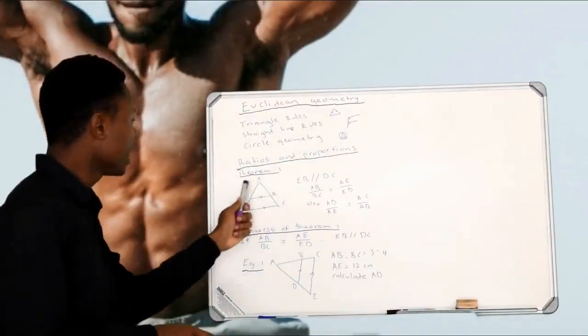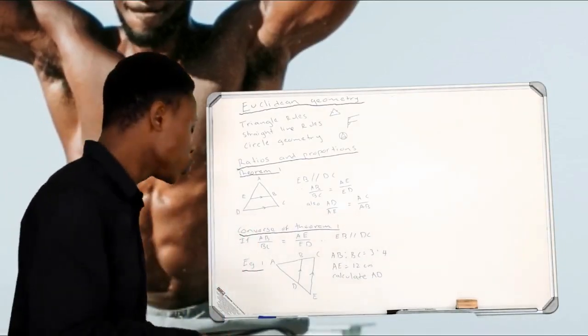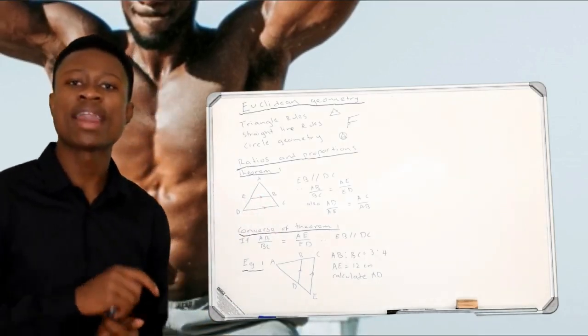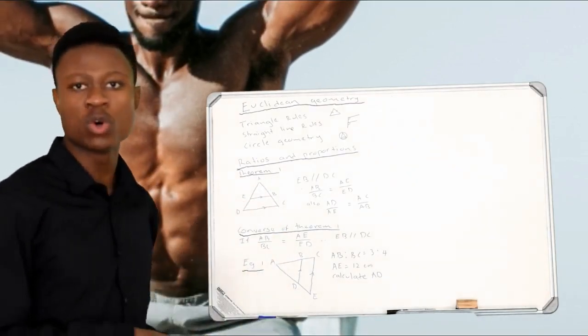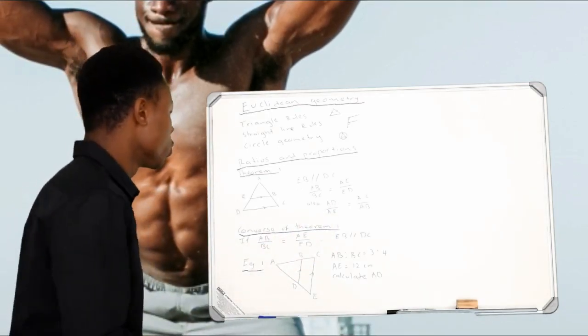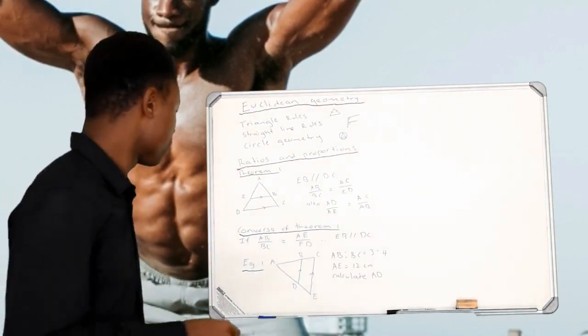equal to AE divided by ED. What does that mean? It means that those two lines, that one and that one, are parallel. That's how we can prove that those two lines are parallel using the converse of theorem 1. So now let's do an example. Let's do example 1 and see what it says.